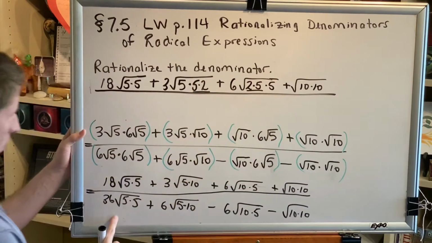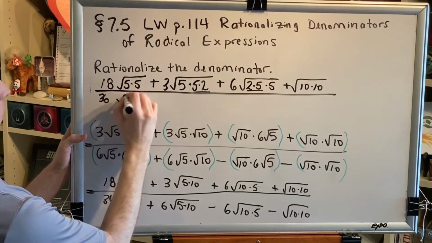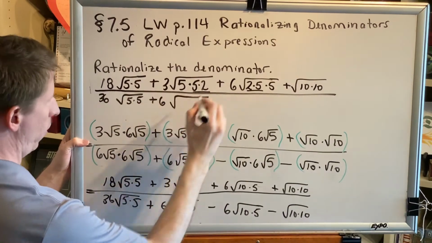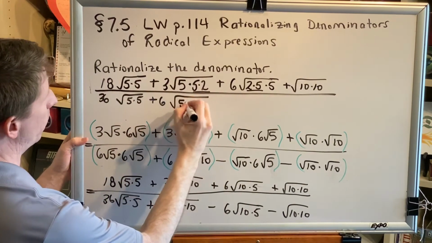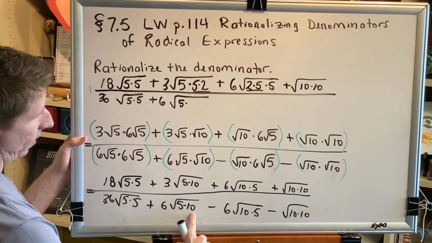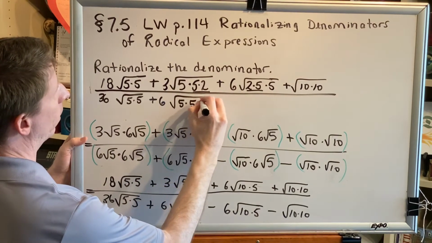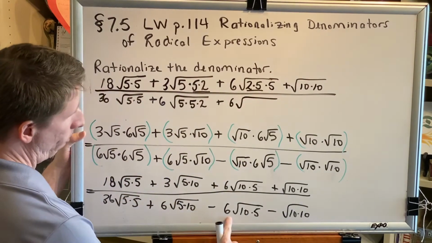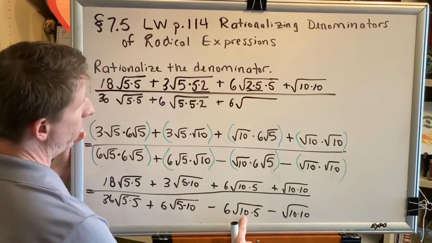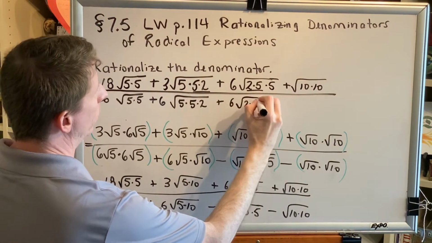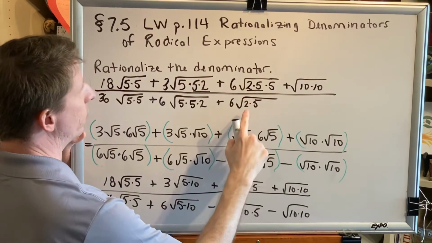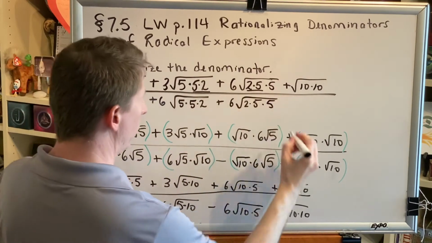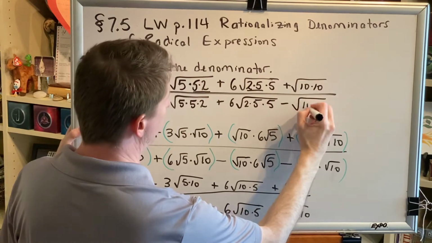Over. Down here I have 36 square root of 5 times 5 plus 6 square root of 5 times, and 10 is 5 times 2. Here I've got 6 times, and this 10 can be written as 2 times 5. So I get 10 times 5 written as 2 times 5 times 5. Minus square root of 10 times 10.